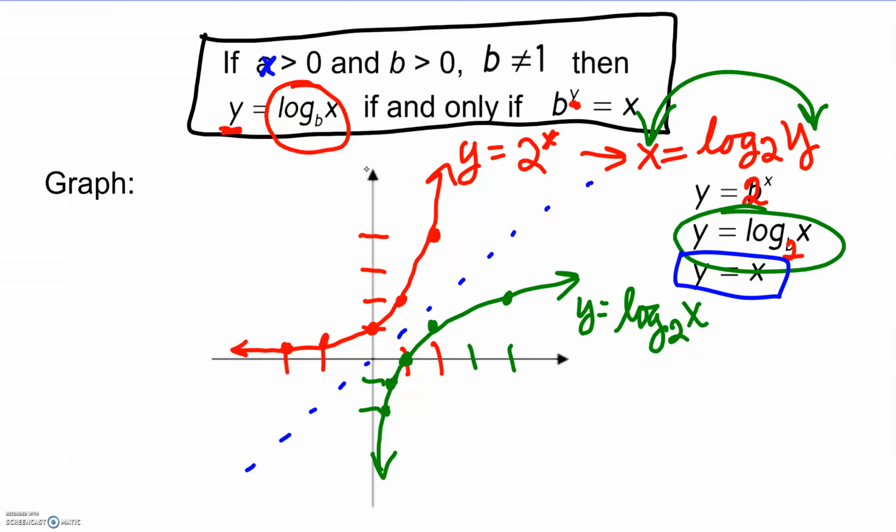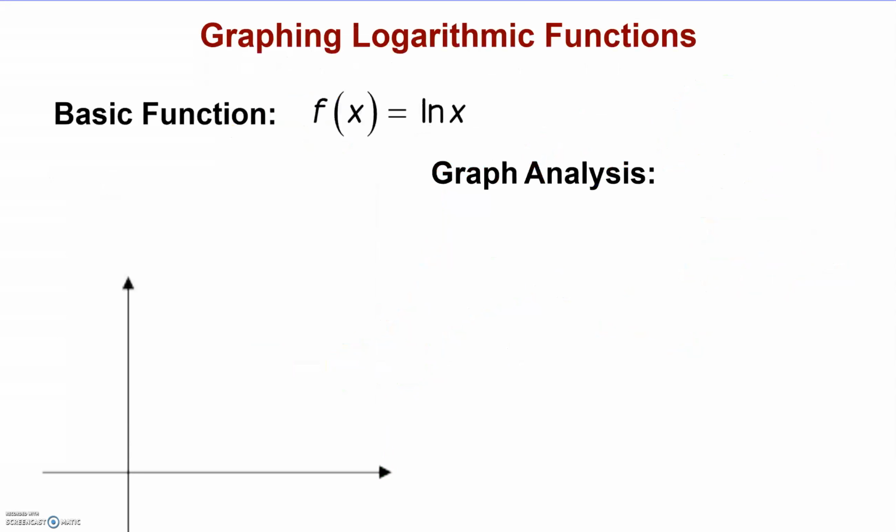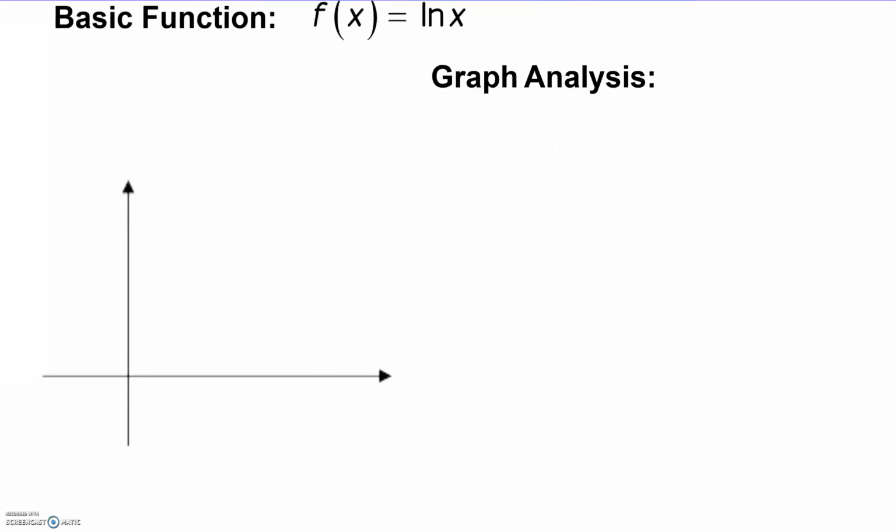They will also, all of the log functions will have this point right here, the point (1, 0), because as we talked about the other day, log of 1, no matter what the base is, is always going to be 0. So whether it be base e, base 10, whatever, that point will be there. So that's kind of a basic start.